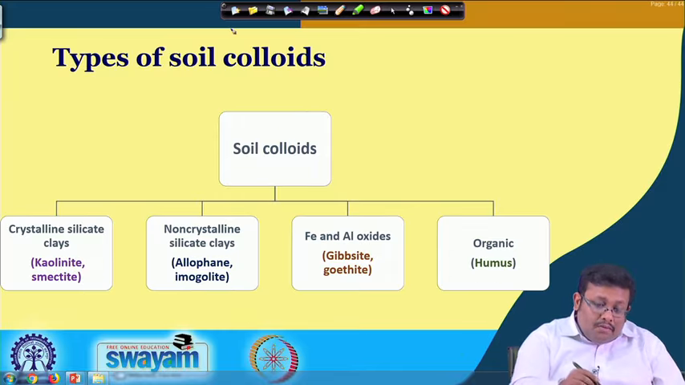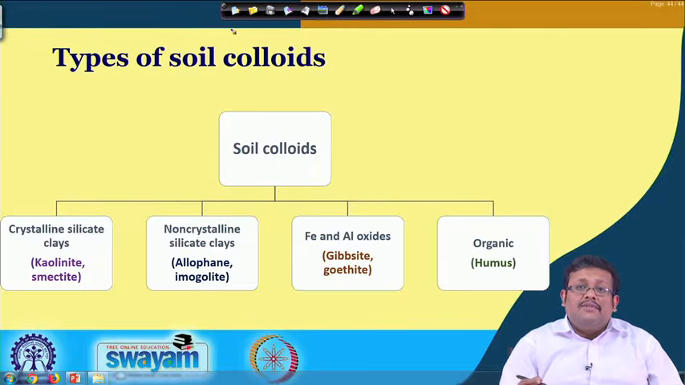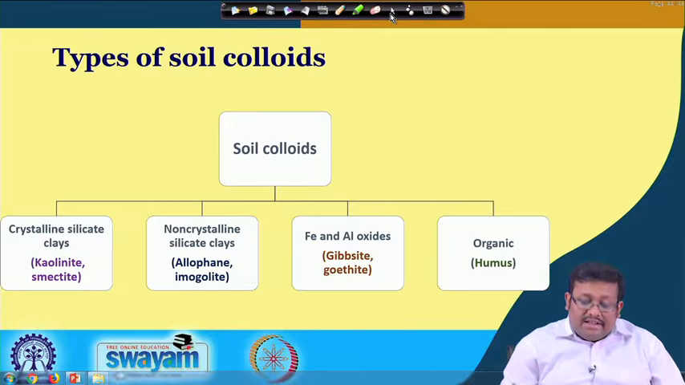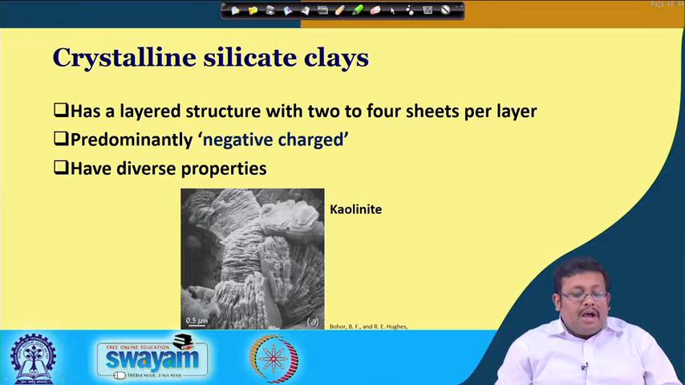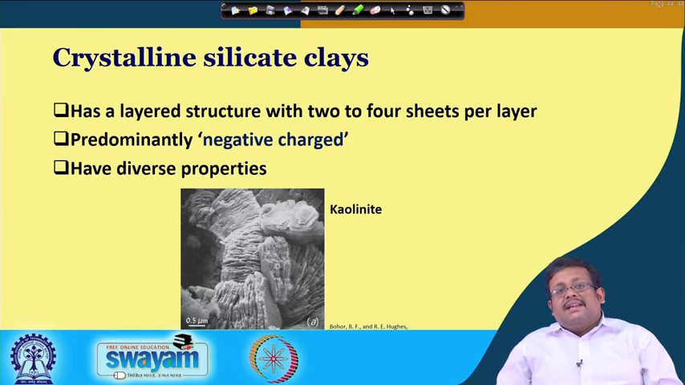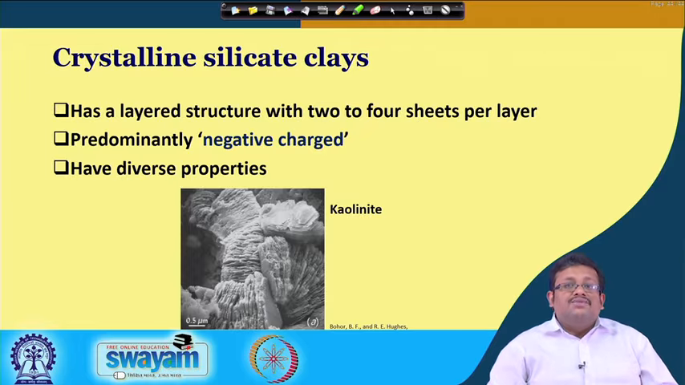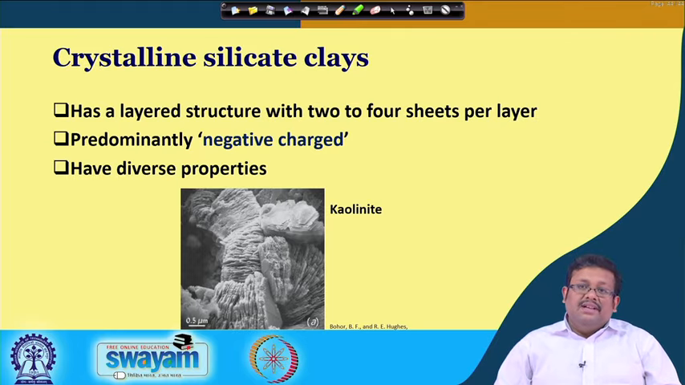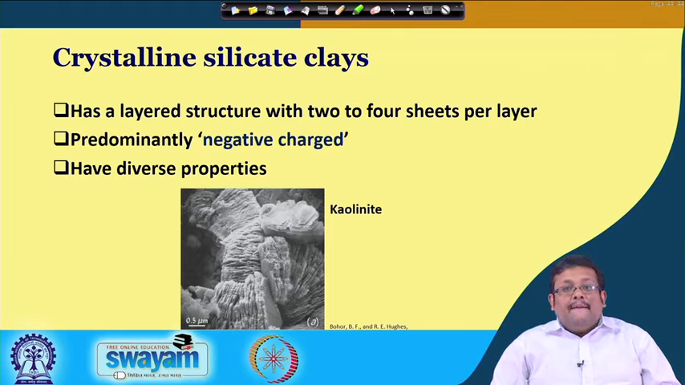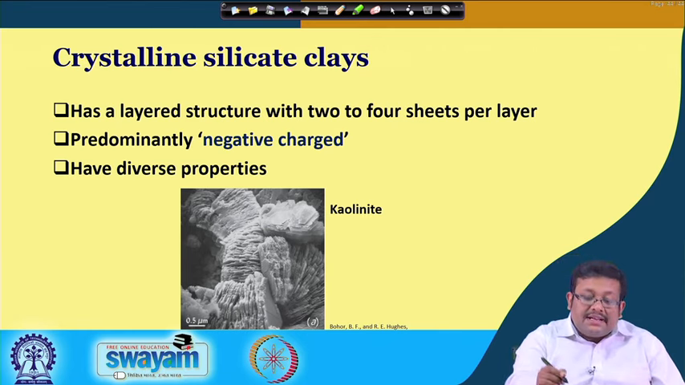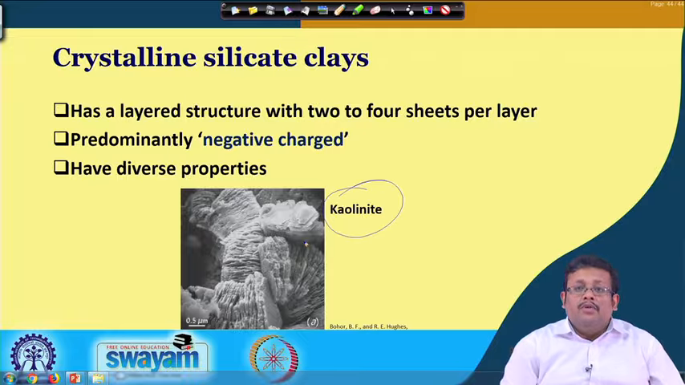So, we have learned about the different types of soil colloids. So, let us go and see what we mean by crystalline silicate clays. Now, crystalline silicate clays have a layered structure with 2 to 4 sheets per layer, and if you see, this is a crystalline layer clay mineral. This is kaolinite, one of the most prevalent clay minerals.